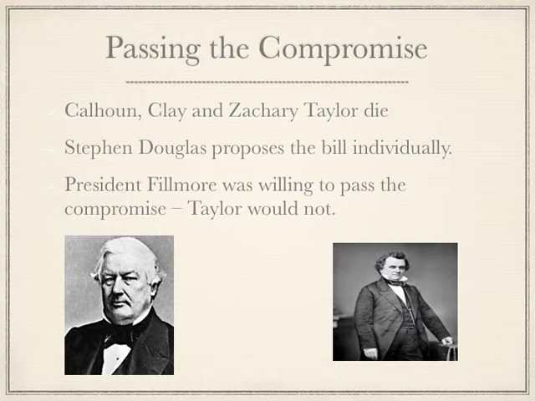The compromise does pass, but not until some of the key players are no longer there. John C. Calhoun passes away, Henry Clay passes away, and Zachary Taylor, who was president at the time and had vowed to veto the compromise, also passes away. Stephen Douglas, an up-and-coming senator from Illinois, picks up the bill and decides to break it apart. Instead of passing it as an omnibus or one bill, he tries to pass each element of the compromise individually, and is successful in doing so. President Fillmore then had also proclaimed that he would sign it, which he does, and the compromise goes through. And most people felt at this point that the slave issue had been resolved.